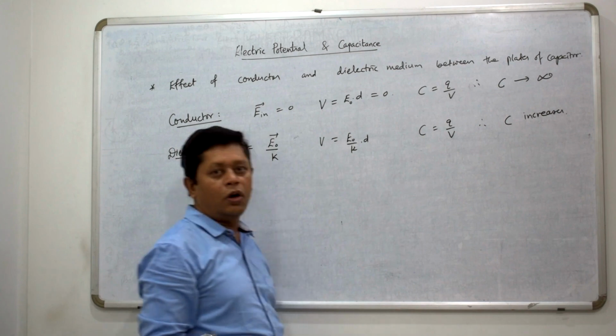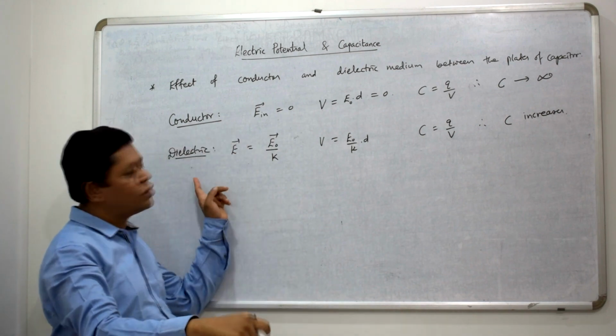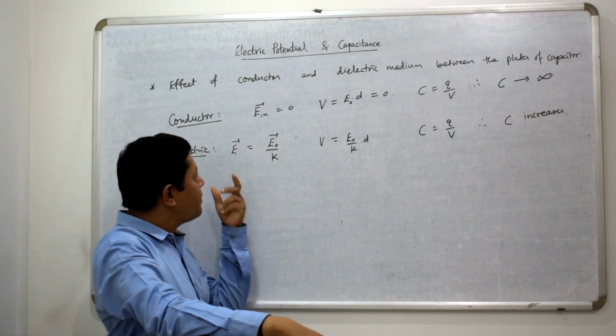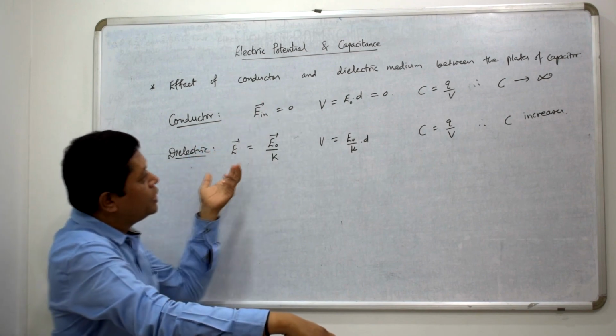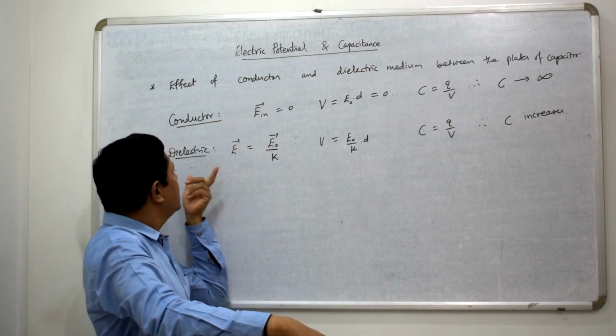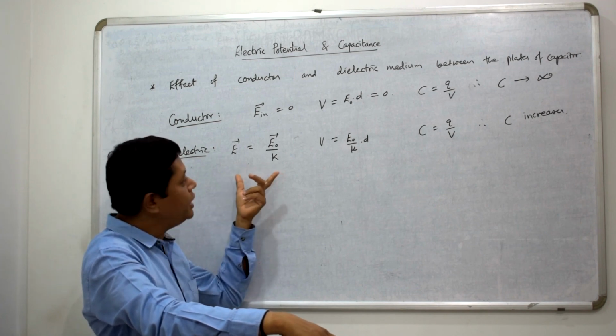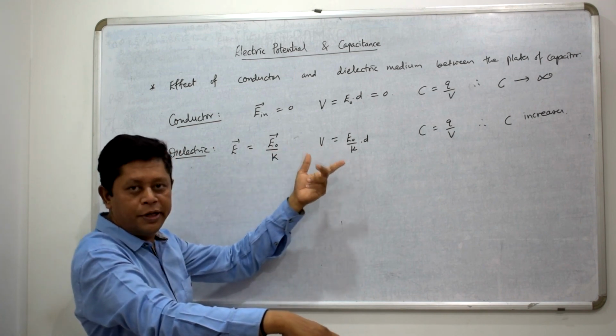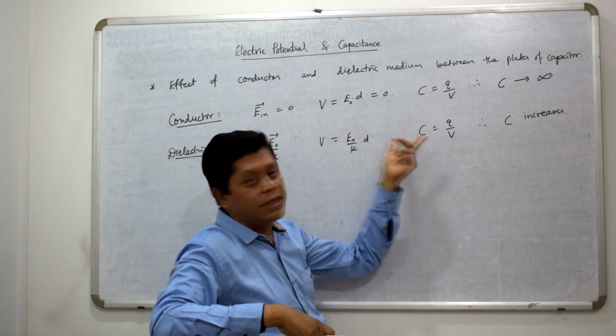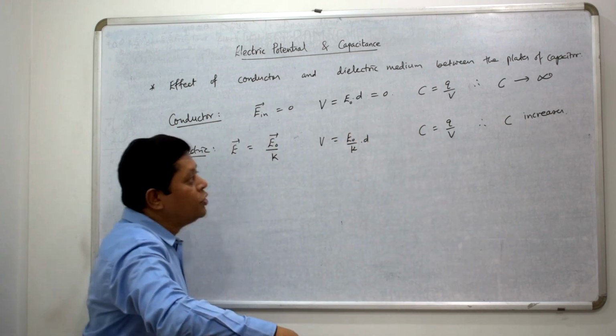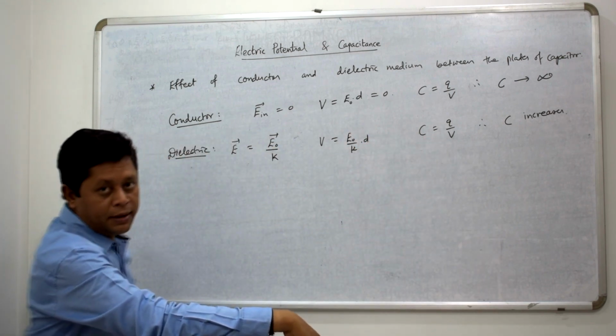So the role of dielectric between the two plates of a capacitor is, if you want to increase the capacitance, you put a dielectric. Electric field between the two plates of a capacitor will decrease, potential difference will decrease, and as potential difference decreases, the capacitance will increase. So this is the role of dielectric in the capacitor.